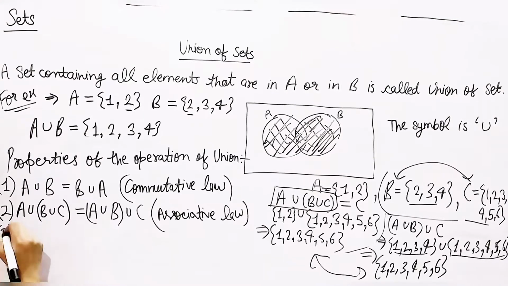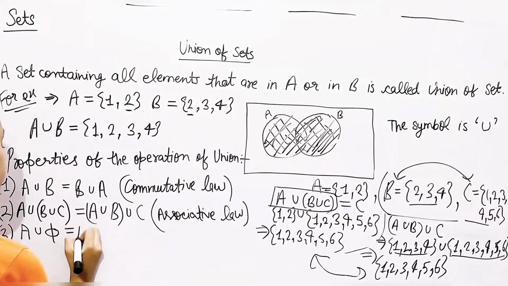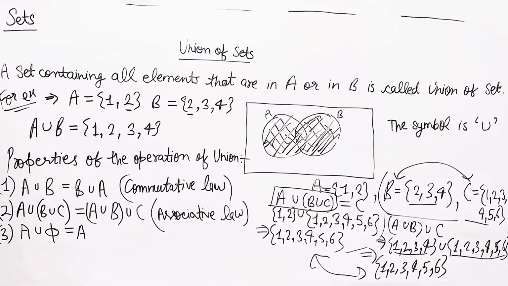The third one we're going to have is a little bit different. In this third property we have phi, which means that set A union phi is equal to set A. Just have a look: A union phi is equal to set A. How is it possible? Which property is it exactly trying to tell us? It is actually the law of identity element.